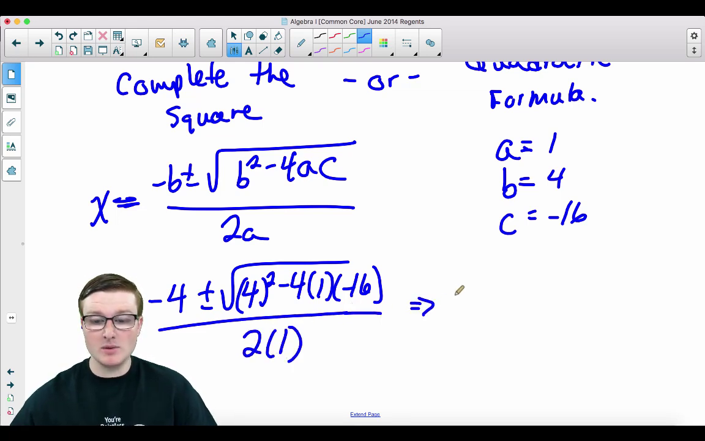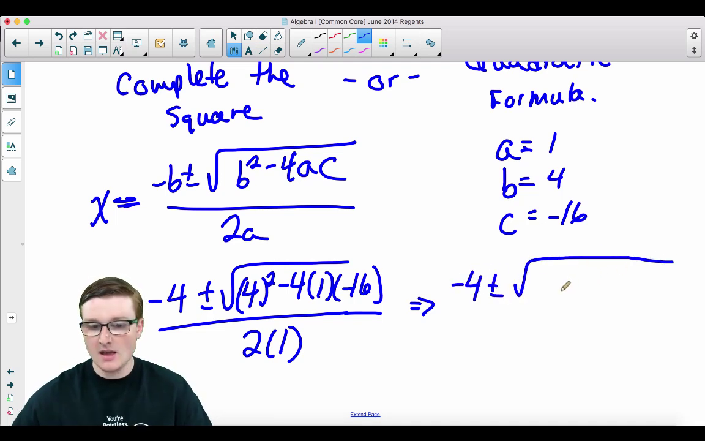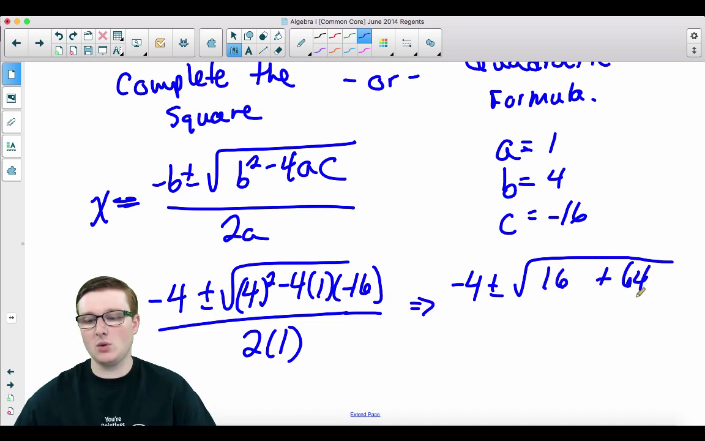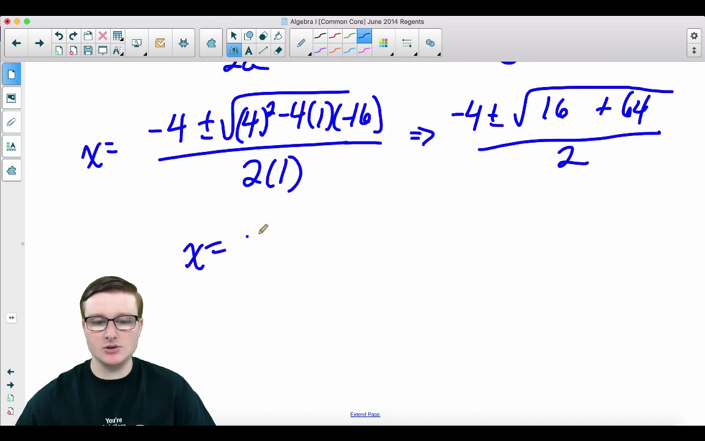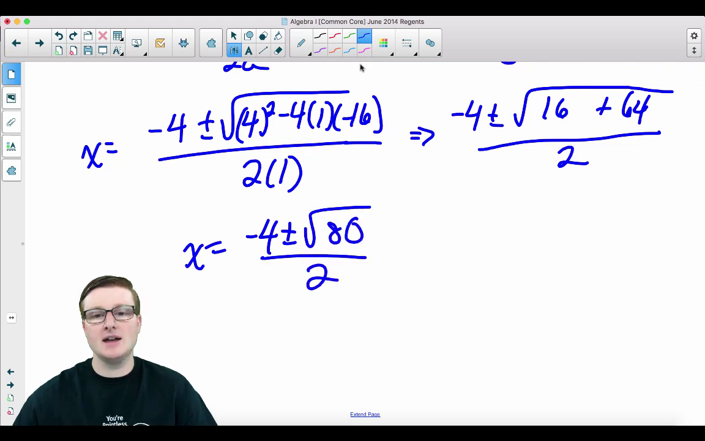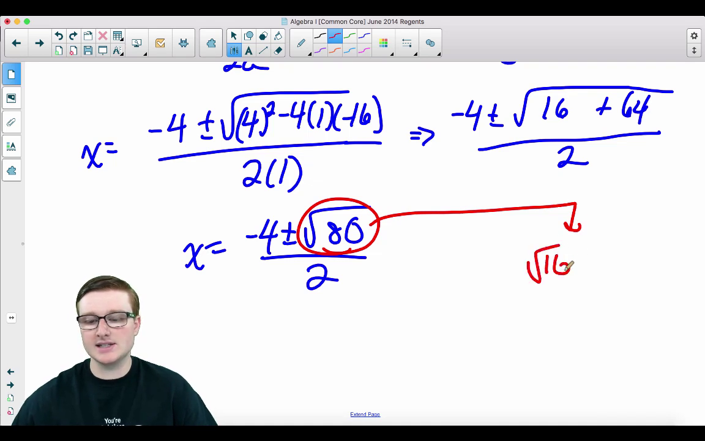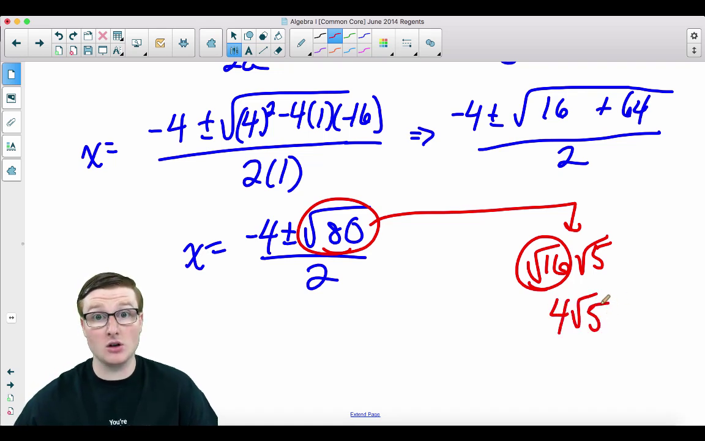Okay, so now what we get is negative 4 plus or minus the square root of 4 squared, which is 16. Negative 4 times negative 16 is plus 64, all over 2. So now we get x is equal to negative 4 plus or minus the square root of 80, all over 2. Now the square root of 80 can be simplified into radical 16 and radical 5. The square root of 16 can be broken down into 4, with the radical 5 carrying along for the ride.